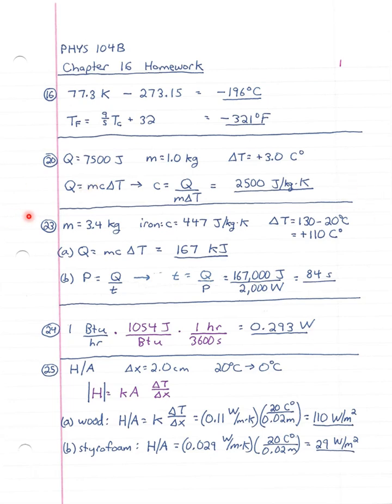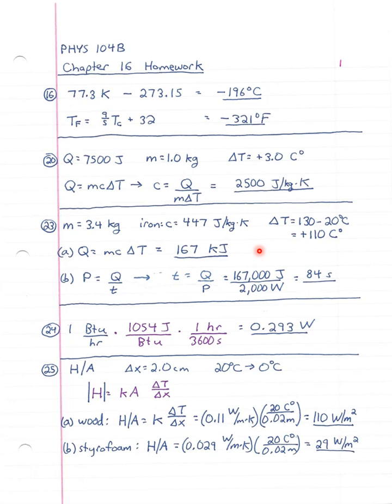For number 23, how much heat does it take to bring a 3.4 kilogram iron skillet from 20 degrees Celsius to 130 degrees Celsius? And you'll note what's given there is the mass. It says that it's made of iron, that's important, and it gives the initial and final temperatures. So we need to look up the specific heat of iron, 447 joules per kilogram Kelvin, and the change in temperature is final minus initial temperature, so it's plus 110 Celsius degrees. Question A asks, how much heat does it take? So Q equals mc delta T gives you 167 kilojoules.